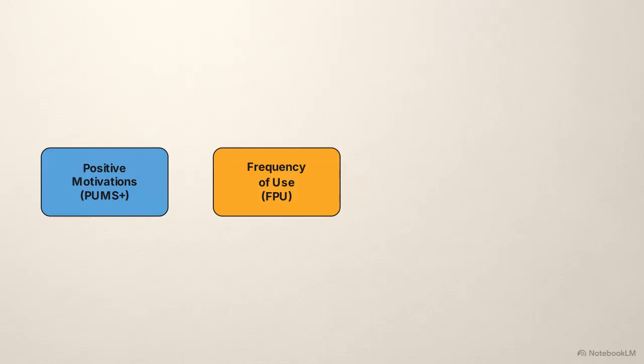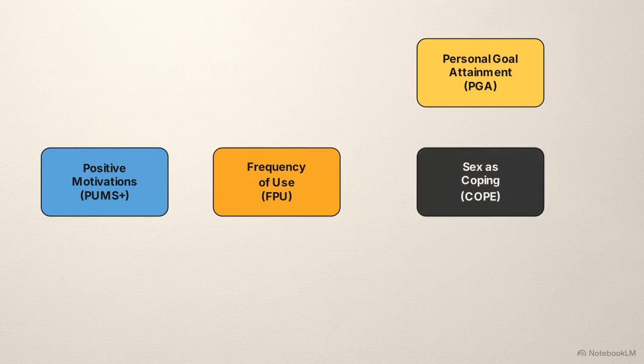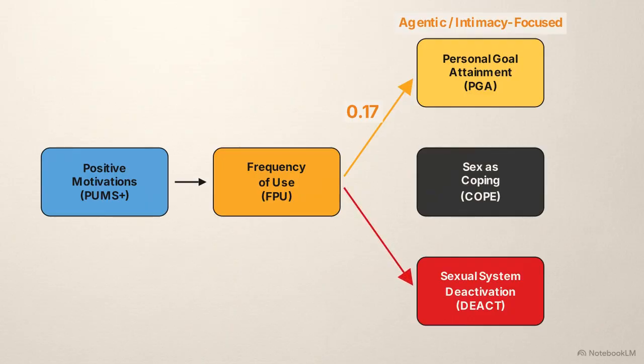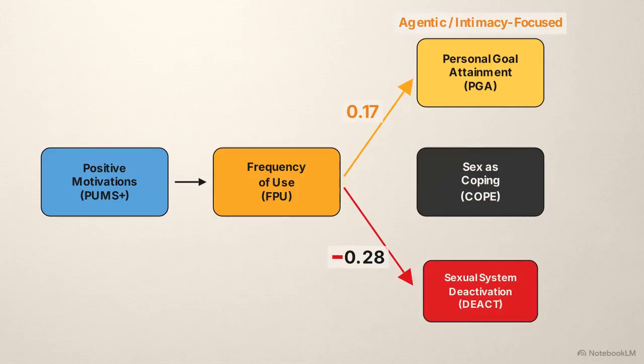On the right, we add the final outcome nodes: personal goal attainment, sex as coping, and sexual system deactivation. Tracing the adaptive pathway shows how positive motives route directly into frequency of use. From there, frequency routes into personal goal attainment, with a weight of 0.17. This path indicates agentic, intimacy-focused sexual behavior. There is also a critical inverse relationship. High frequency of use actually negatively predicts sexual system deactivation at negative 0.28.